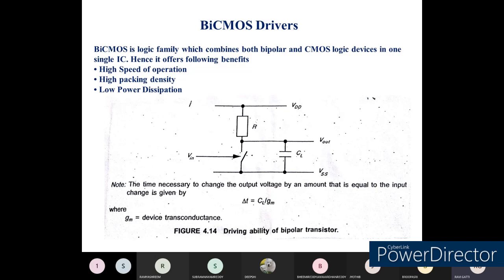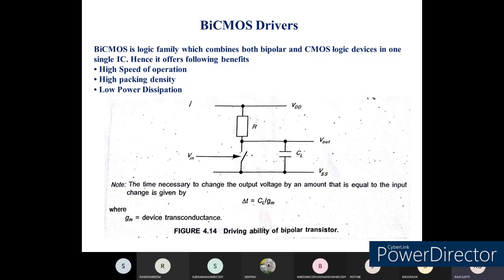So what is the time delay? We want to calculate how much time a charging capacitor takes to charge to the fullest extent, which will be given by the expression delta T is equal to CL divided by GM, where GM is nothing but the transconductance of the device we are going to use. So with the use of this time, we can say that these bipolar junction transistors will provide a faster propagation rate of data information over these BiCMOS drivers.